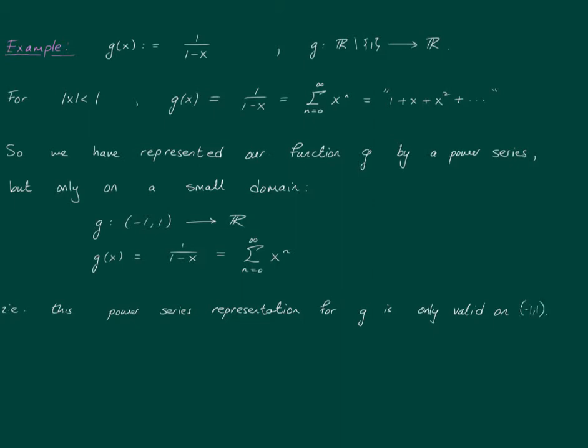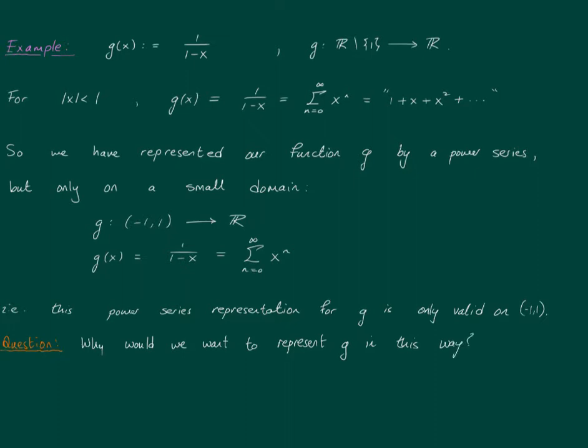So, why would I ever want to do this? I have lost part of the domain of G. I've represented it as a power series, but the formula is only valid on this smaller domain. I originally had G everywhere except 1. So why would I want to do this? That's a very reasonable question. I think it should be the first question you should ask. So why would I want to represent G in this way?